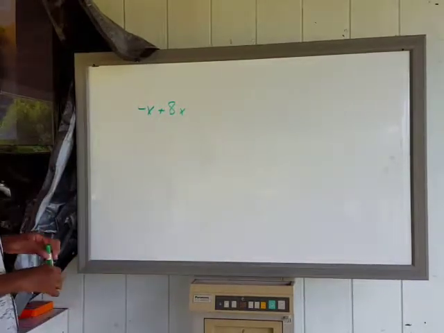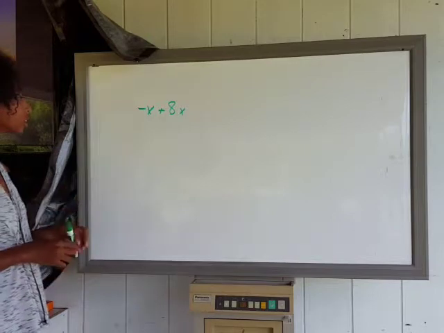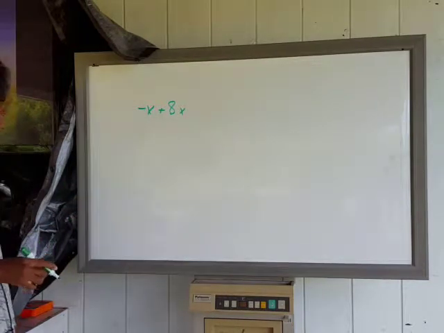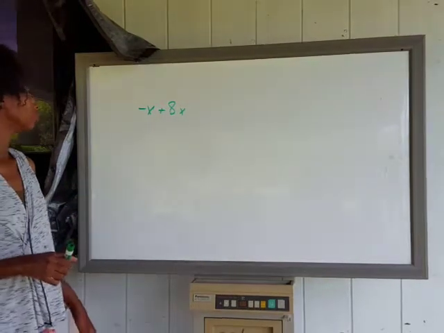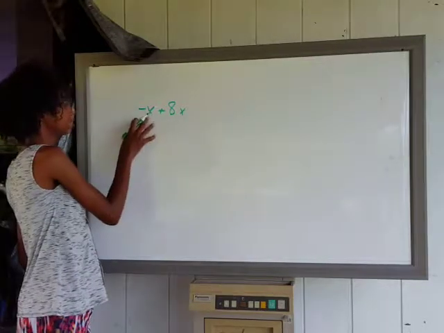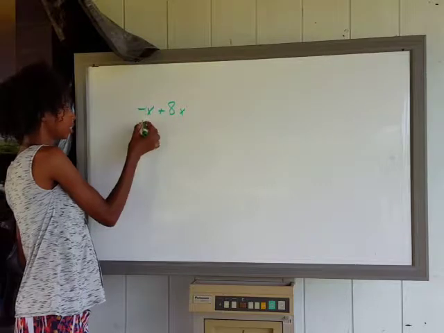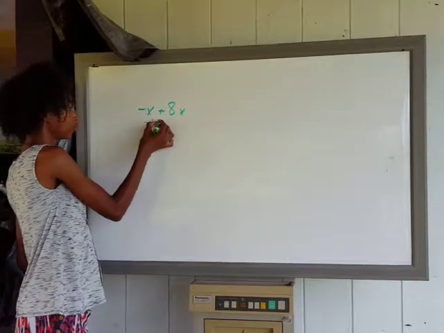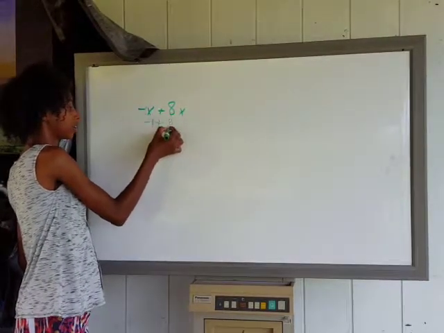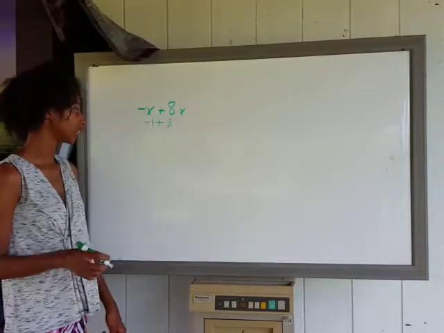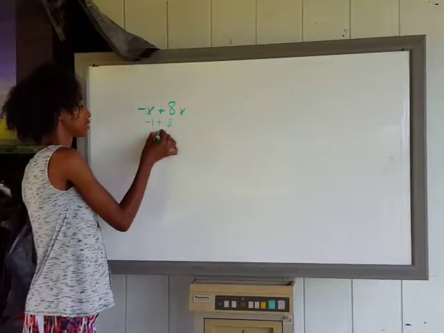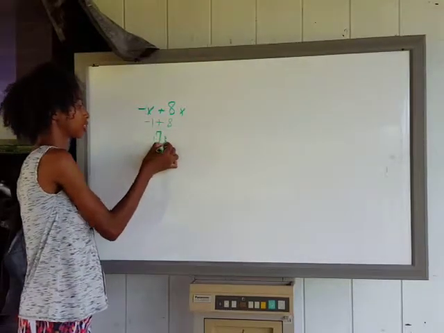Okay, so here we have negative x plus 8x. So again, this is the same as having a 1 in front. So we can do that as a negative 1 plus 8. So negative 1 plus 8 is positive 7. And then of course our x's. So that would be 7x.